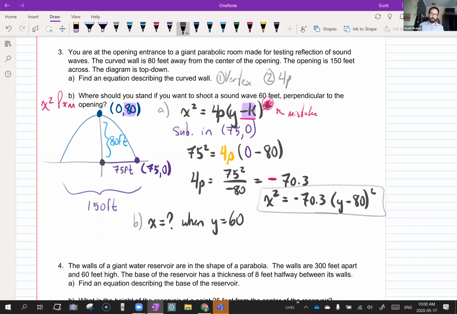Well, x squared is negative 70.3, y is 60 minus 80. And there shouldn't be a square there. I just finished talking about that. That means that x squared is negative 70.3 times 60 minus 80, which is 1406. That means that where you should be standing is the square root of that, 37.5.